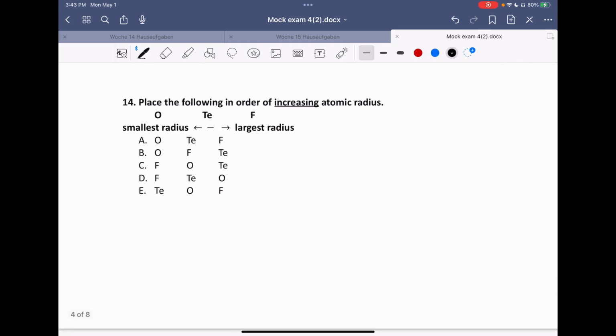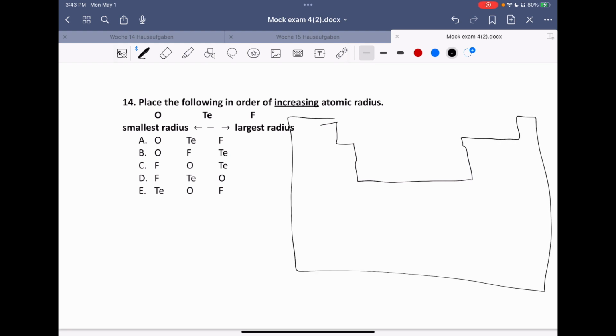Place the following in order of increasing radius. For this one, you just want to remember the trends of atomic radius. So atomic radius will decrease going across to the right, and also decrease going up. And you can do the same thing with increase. It increases to the left and increases downward. So we want to place these in the order of increasing atomic radius. So smallest first. All right.